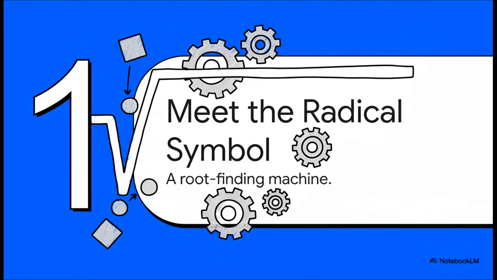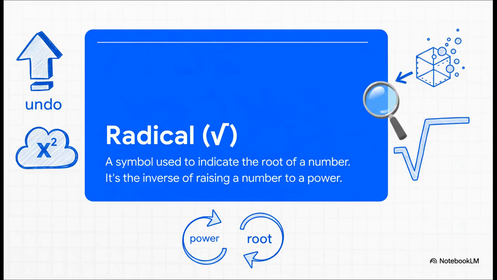All right, so first things first, let's meet our main character, the radical symbol. I want you to think of it less as some scary math operator and more like a machine, a simple machine with one single job, to find the root of a number. So what does that actually mean? Well, you know how 5 squared, or 5 to the power of 2, is 25? The radical, or the square root, just does the complete opposite. The square root of 25 is 5. See? It just undoes the exponent. It's as simple as that.